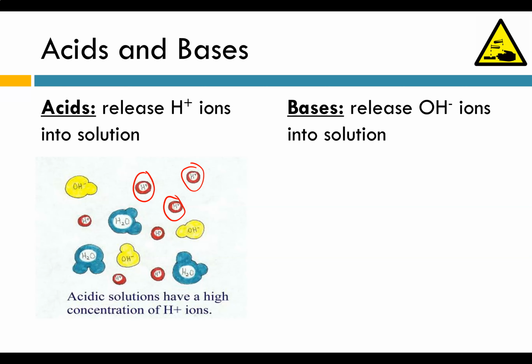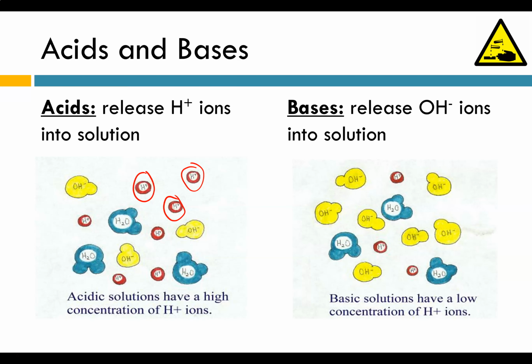Bases are going to be any substance that releases hydroxide, OH- ions, into solution. So as you might imagine, we should see the opposite picture of what we've got on the screen right now. Lots of those yellow OH ions floating around and comparatively few H+ ions. So we'll see very low concentrations of hydrogen ions for bases and lots of hydroxides. And that's really what makes a substance acidic or basic. Acids release hydrogen ions into solution, bases release hydroxide ions into solution.